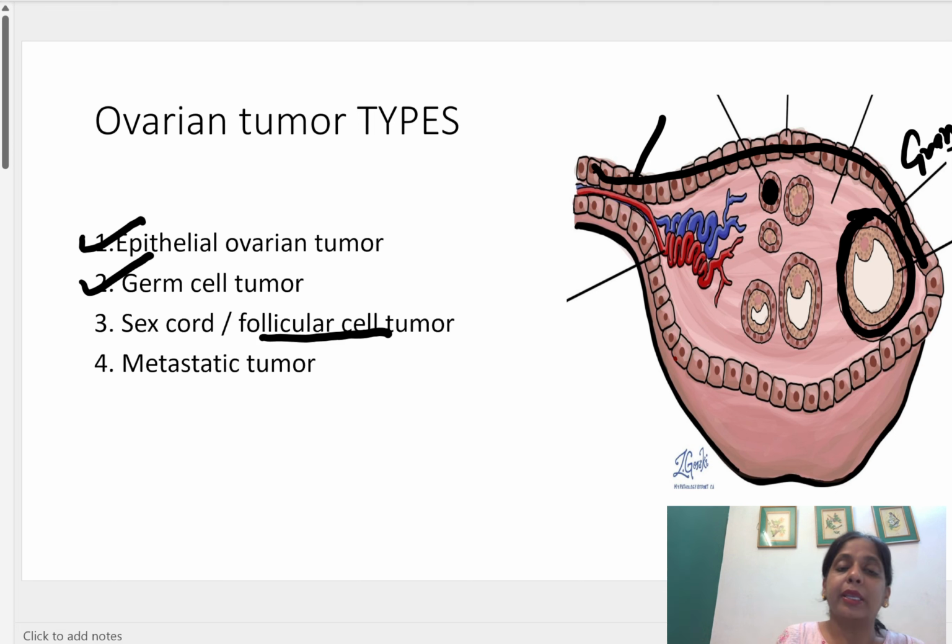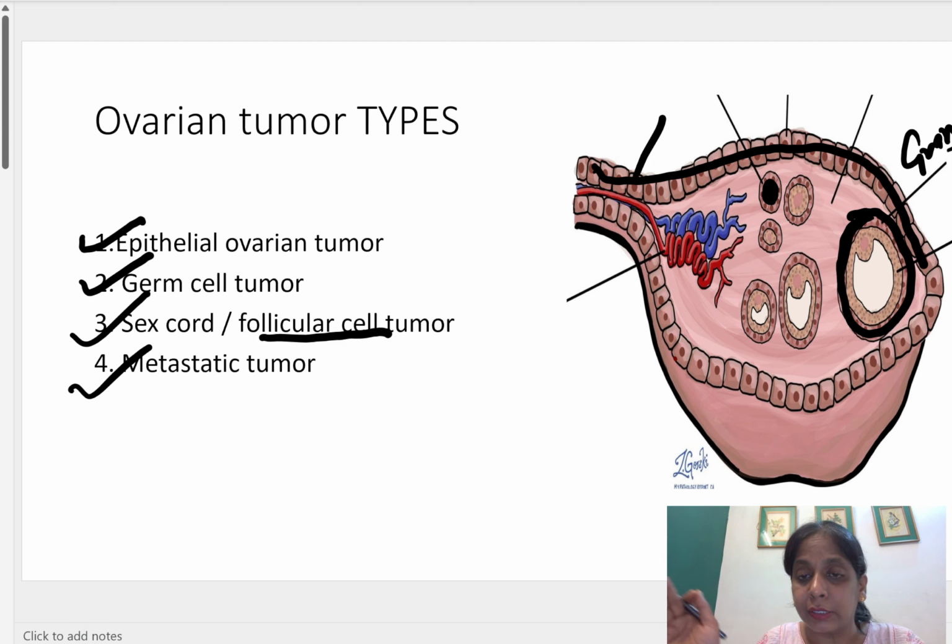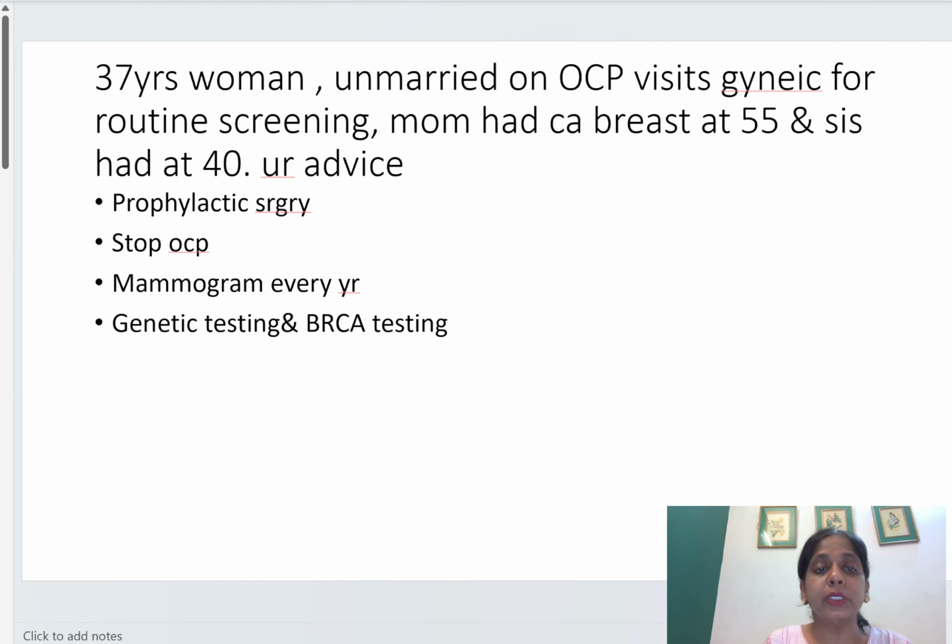Okay, now the fourth type of tumors are the metastatic tumors. What is a metastatic tumor? It means that the tumor was originally somewhere else. Due to the malignant nature of the original tumor, it has now spread to the ovary, and those tumors are known as metastatic tumors. Okay, so now let's study this question.